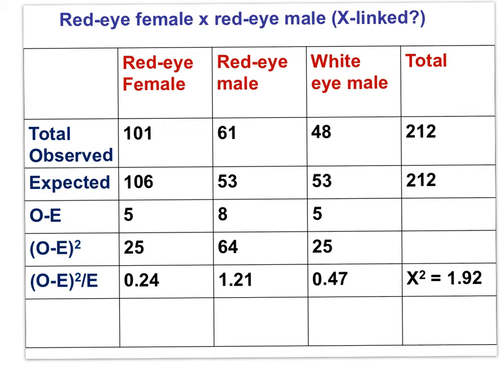We run the numbers using the chi-square formula to produce a chi-square value of 1.92. I'll let you work on your own to confirm the calculation of 1.92. Stop the movie now and work through the process so you're confident in the calculation of the chi-square value.